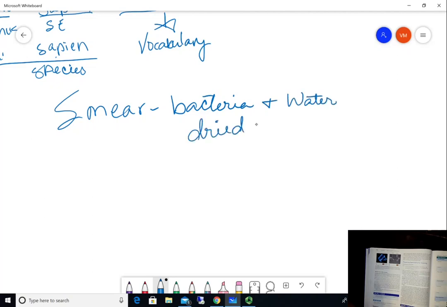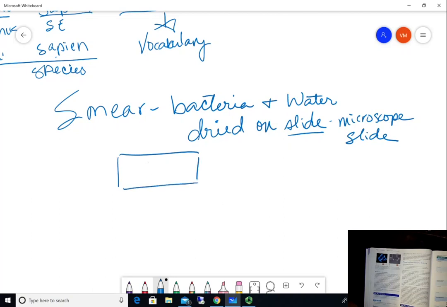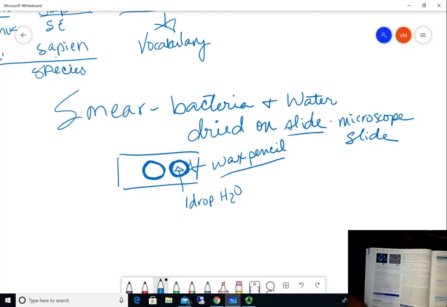Dried on your slide. And when I say slide, I mean a microscope slide, right? So basically, here's my slide, and I use wax pencil. Okay, and the reason why we use wax pencil, I'm going to make up my two circles. I'm going to do it just like we would do it in lab. Now the reason why we use a wax pencil rather than a Sharpie or anything like that is because we want oil or wax. And that's going to allow, when we add water, the water to stay inside there. So it creates a well.